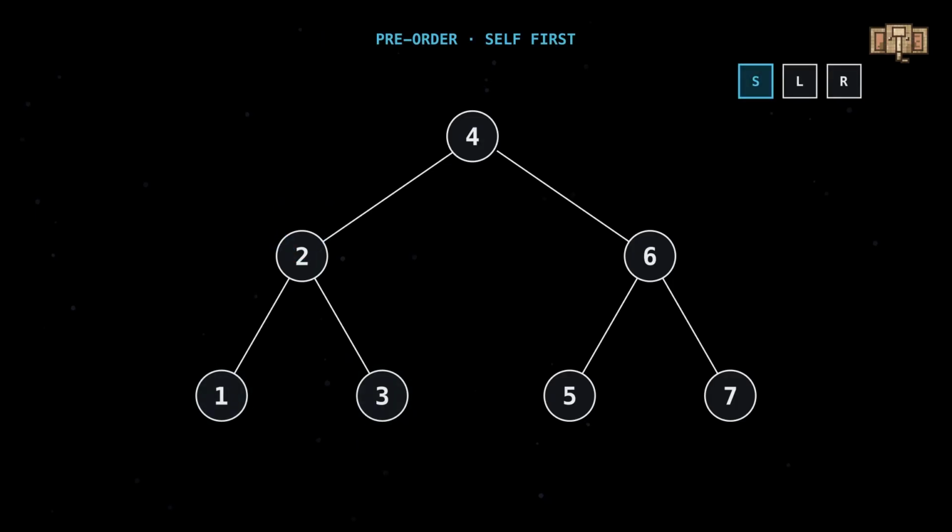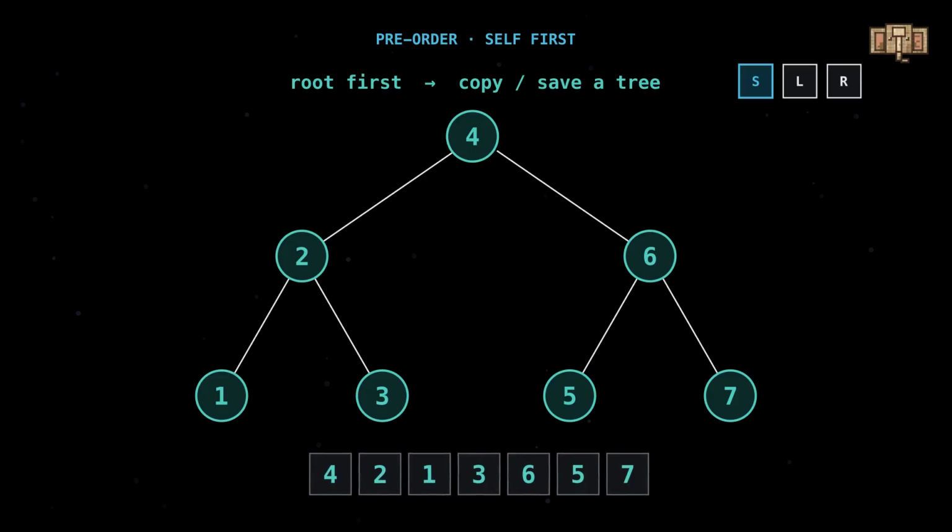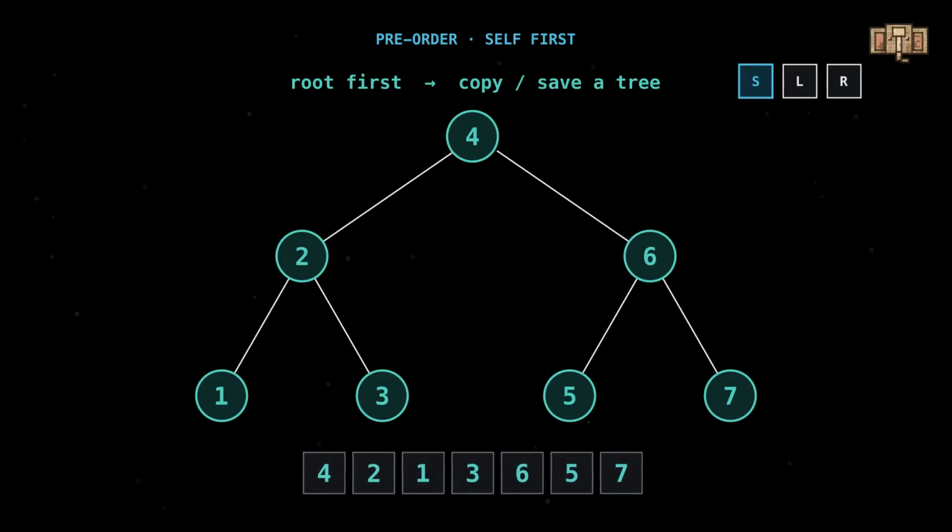First comes pre-order, where self goes first. At every node you visit it before its children, then go left, then right. Watch the token visit each node the moment it arrives, then dive deeper. When it reaches a leaf, it climbs back up and tries the next branch. Read the order off: 4, 2, 1, 3, 6, 5, 7. The signature is simple. The root came out first. Pre-order is how you copy or save a tree, writing a node before its children.